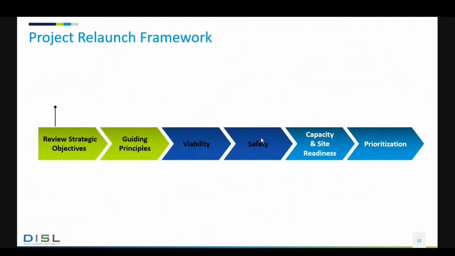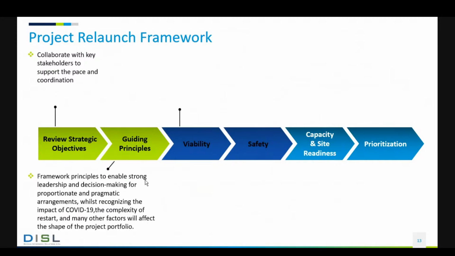So one of the first things you want to do is to review the strategic objectives that you have. And these strategic objectives are going to guide your framework. So you want to collaborate with your key stakeholders to support the pace and coordination of your project environment. And again, this is looking at the context where you're restarting the key projects that are needed within your organization. So within that, you will need to look at the guiding principles.